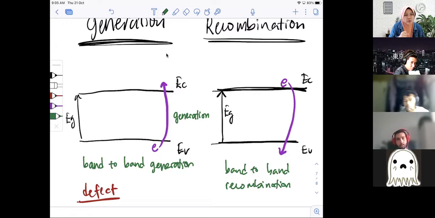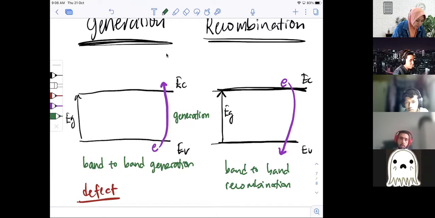So we need to understand this, because it depends on the application, what you want to do with your semiconductor device. Some devices we want generation, some devices we want recombination. Later on we'll talk about this, but these are two fundamental processes that you need to understand: generation and recombination of electrons. So does the hole also go through this process?